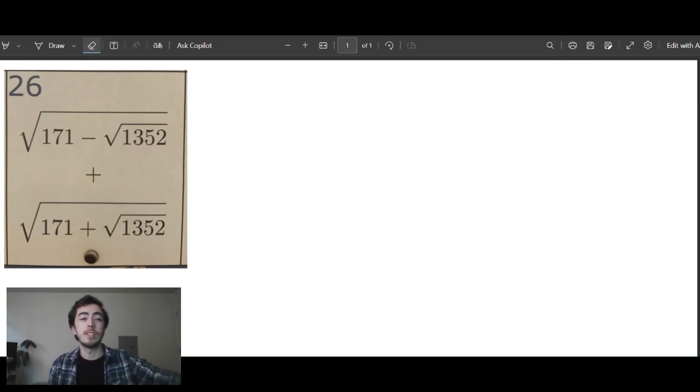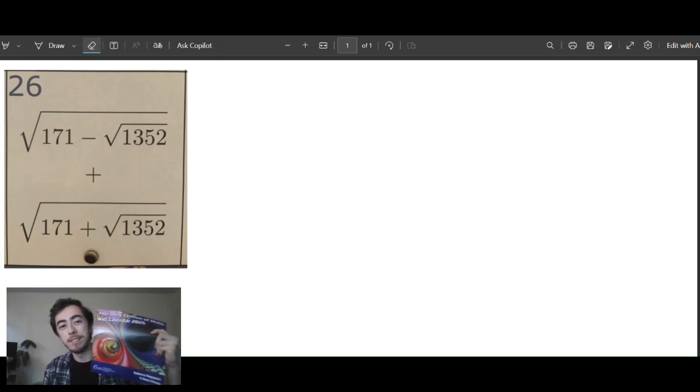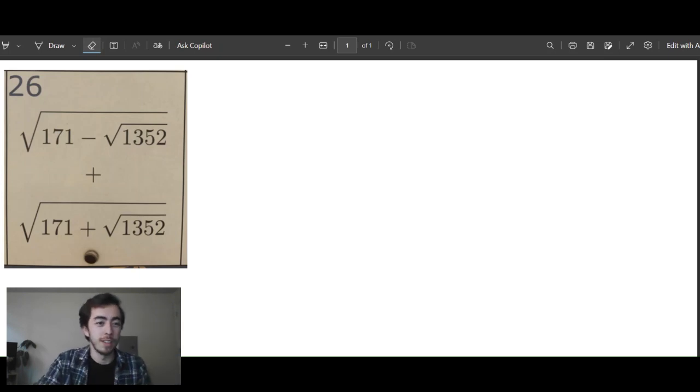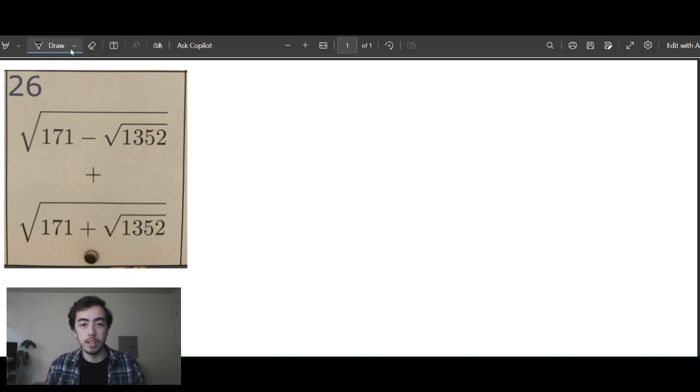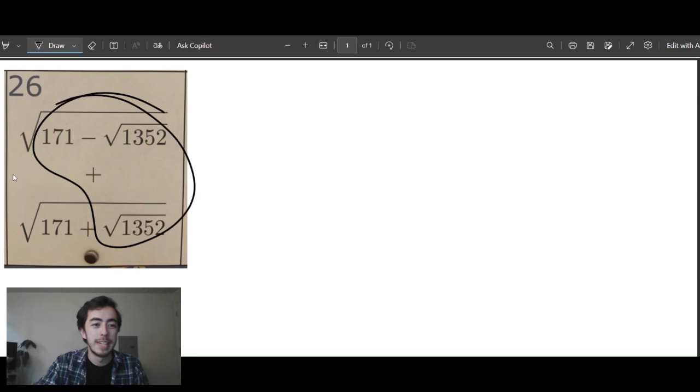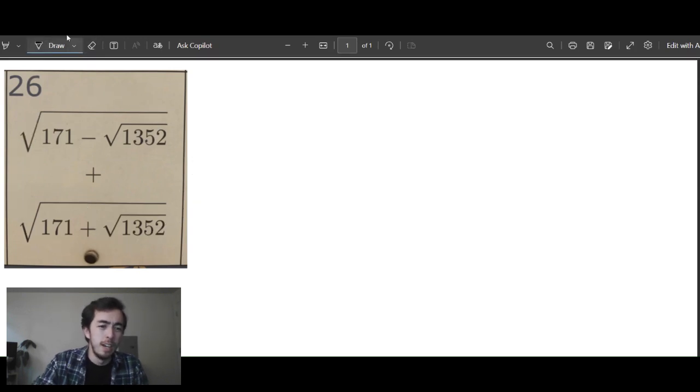It's March 26th, and we have problem number 85 from that Daily Epsilon calendar to solve. And of course, the answer is just 26. It's today's date, but we need to show why this sum is equal to 26. All right, well, step one, I'll just write it horizontally.